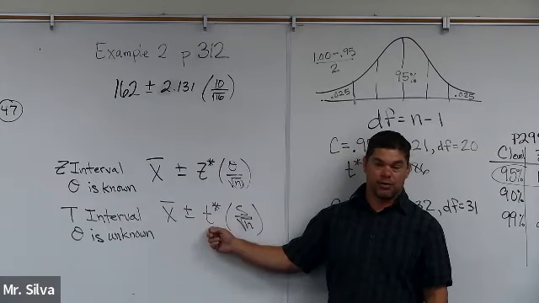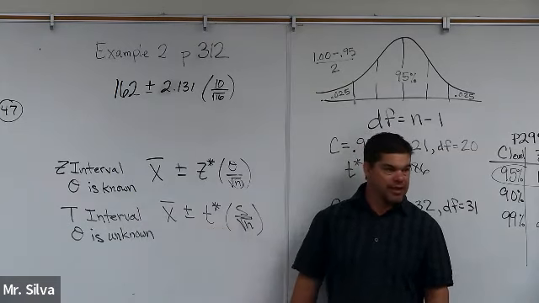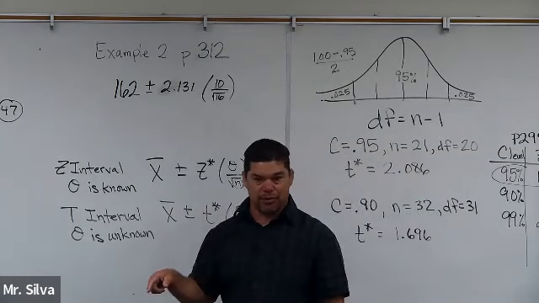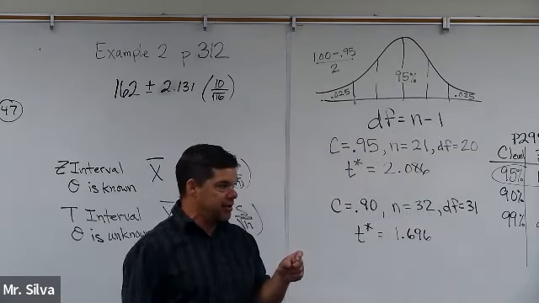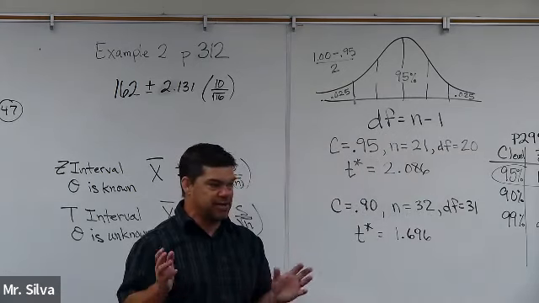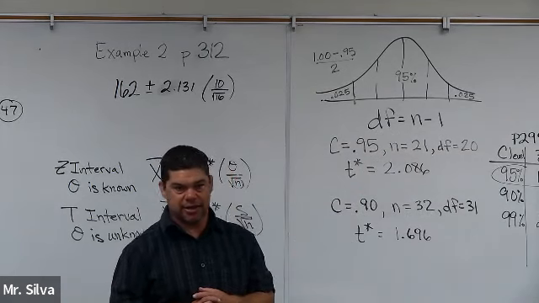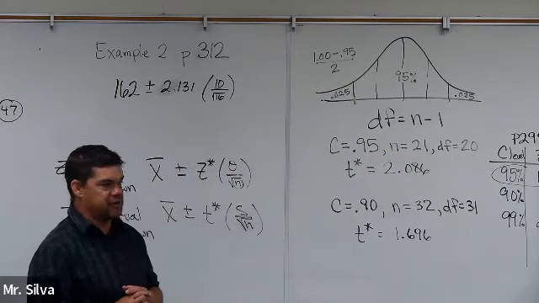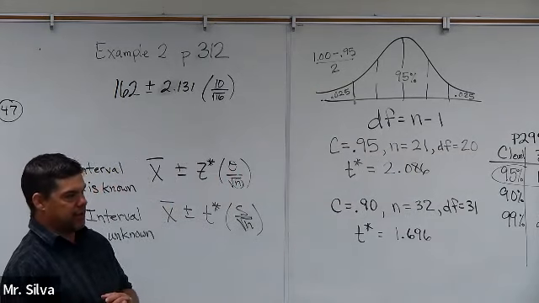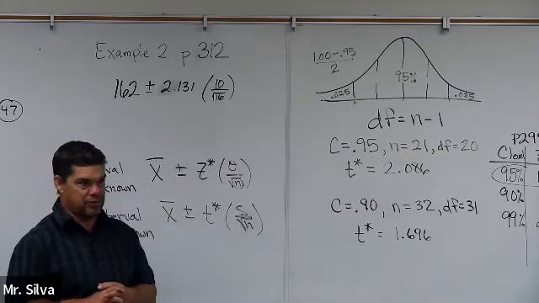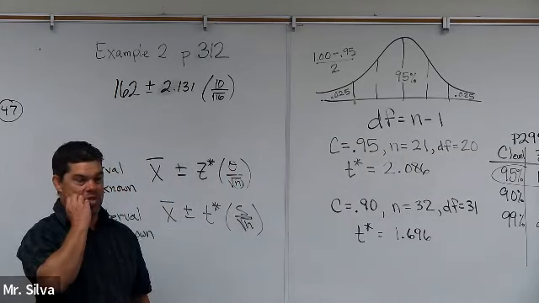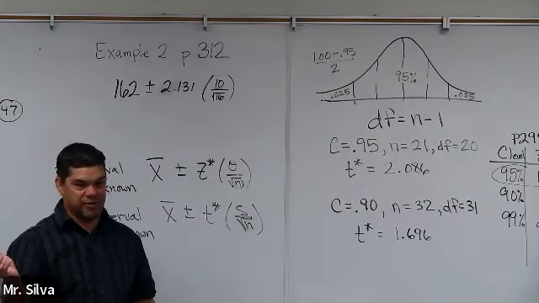2.131. Where'd that come from? Well, again, that's based on the sample size. We got to use the table. There's an inverse T. I'm not going to go into inverse T because some people don't have it on their calculator. Some calculators do not have inverse T. If you go to stat and bars for distribution, there's T interval in there and there's inverse T.